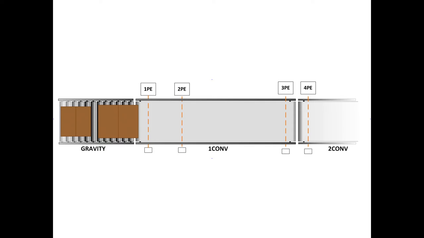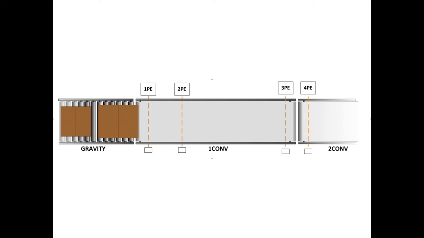The operator acknowledges the corrective action by pressing the stop button, and then they can restart the conveyor. So they have to remove the rogue carton, press the stop button to reset the fault, and then they can restart the conveyor. This conveyor is for smaller cartons. 1 PE and 2 PE detect carton length. If they are both blocked during the same program scan, it is a large carton.